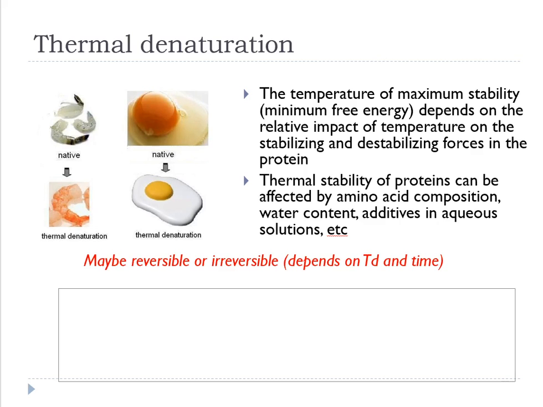Thermal denaturation can be reversible or irreversible depending on the denaturation temperature and exposure time. By heating a protein, you are going to disrupt a number of different types of interactions. The mechanism of heat-induced denaturation of proteins primarily involves the effect of temperature on the stability of non-covalent interactions. Heating essentially makes the atoms of the polypeptide start to vibrate much more quickly and will break apart interactions.